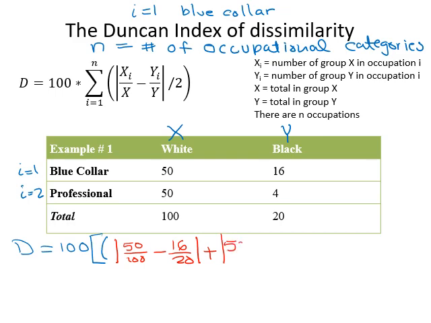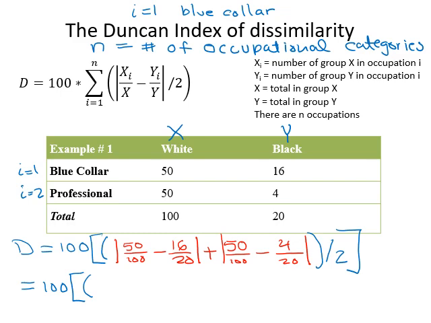Okay, then we got the number of white workers who are working as professionals over the total number of white workers, and then minus the number of black workers who are working as professionals over the total number of black workers. So notice these two groups are not the same size. They don't have to be the same size to do this. In fact, generally they won't be the same size. So we get this, and for most people, the easiest way to finish this is to turn them into decimals. At least for me, that will be easier. Also, you can put the divided by 2 outside if you want. That's fine. So 0.5 minus 0.8.